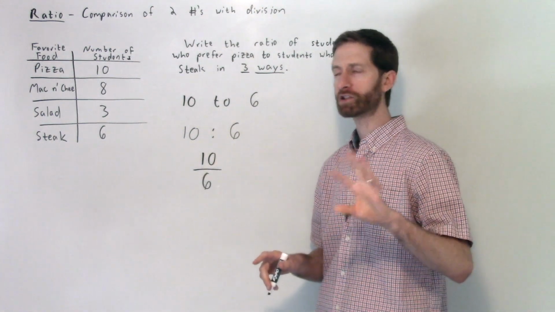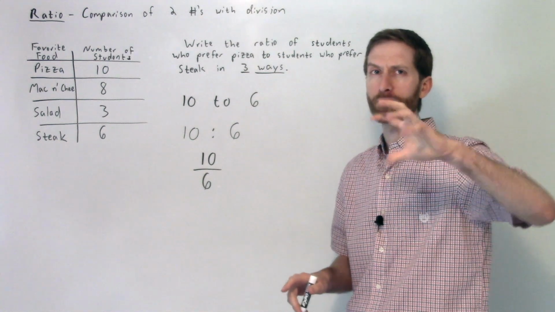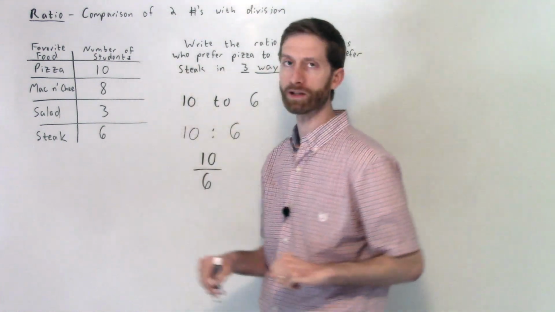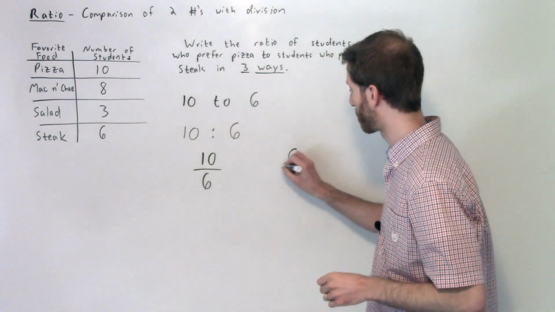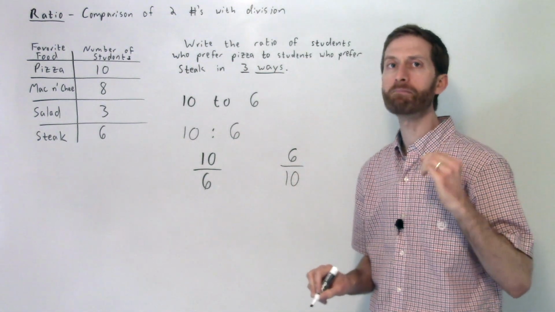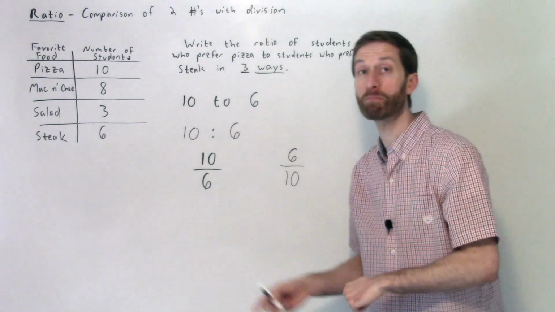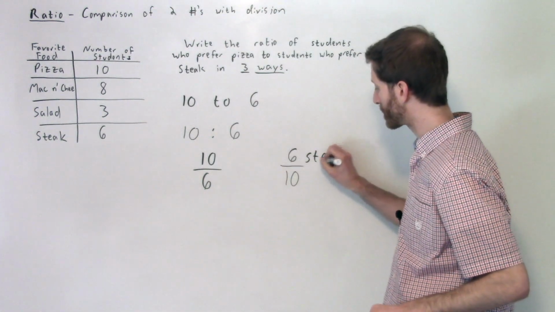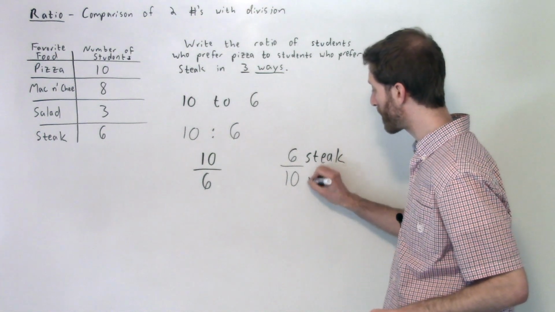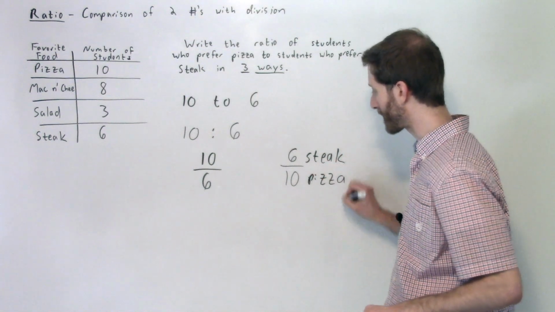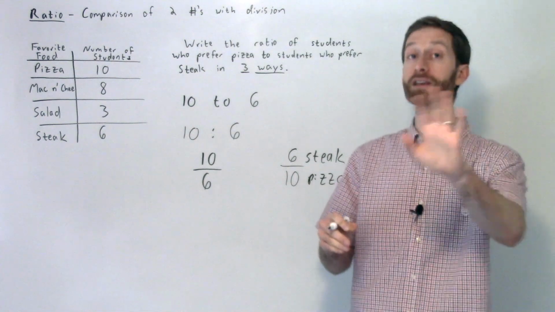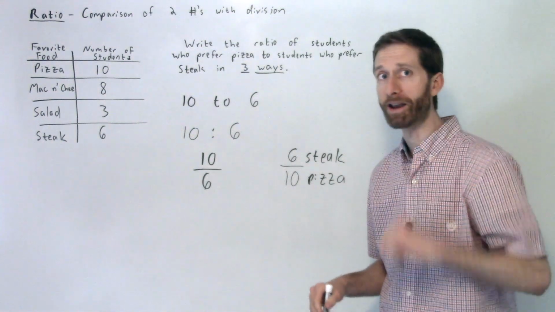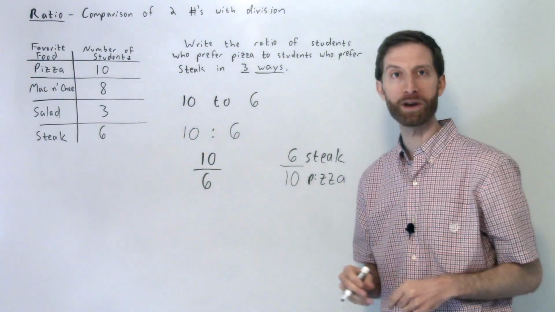Extremely important. And so what I mean by that is, let's say that we flip this thing around, and I say, what's the comparison of the number of steak lovers to pizza lovers, which is 6 to 10. That does not mean that 6 out of every 10 people prefer steak. No. Remember, we're saying 6 steak compared to 10 pizza. So that does not mean that 6 out of every 10 prefer pizza either. 6 people prefer steak for every 10 people that prefer pizza. All right, a big difference there that I thought to point out.